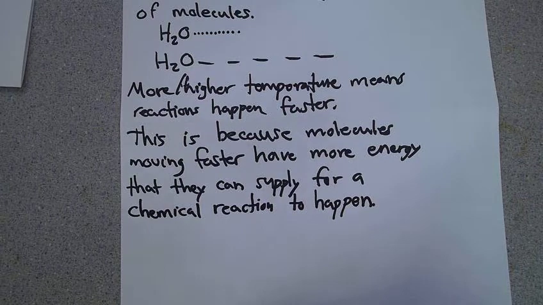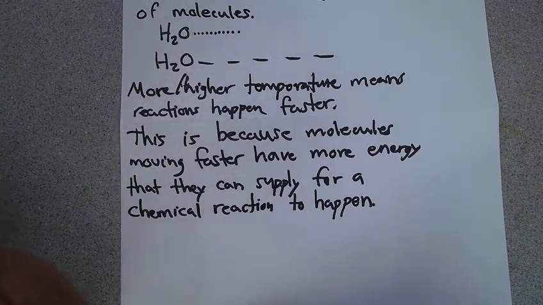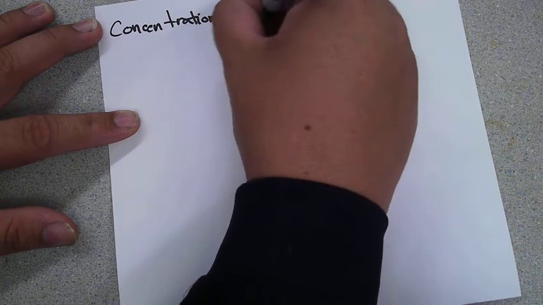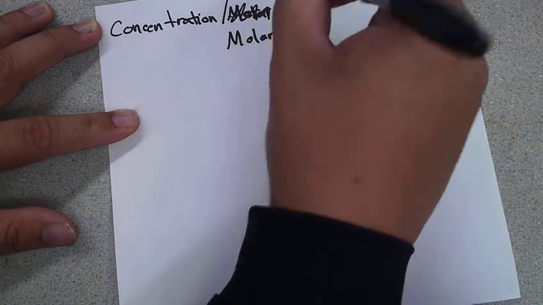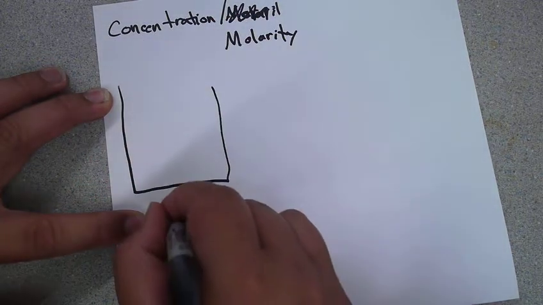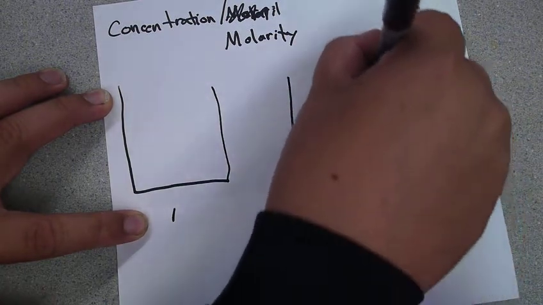So that's just a little bit about temperature. As you can see, temperature is really quite important in determining whether or not a chemical reaction will go faster or slower. The next thing that we're going to talk about that affects the speed at which a chemical reaction happens is the concentration or molarity of a solution. Concentration and molarity have a huge impact on whether or not a chemical reaction is going to proceed quickly or slowly. And I'm going to draw my imaginary beaker number 1 and imaginary beaker number 2.